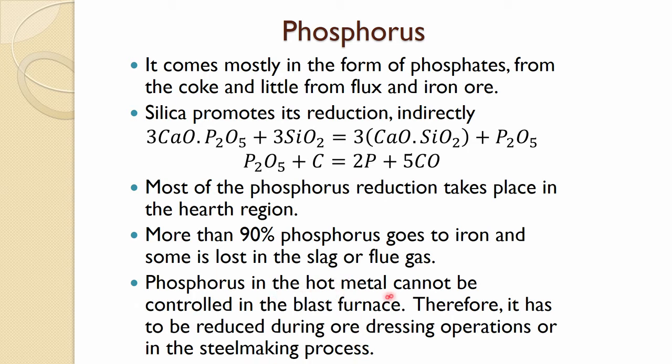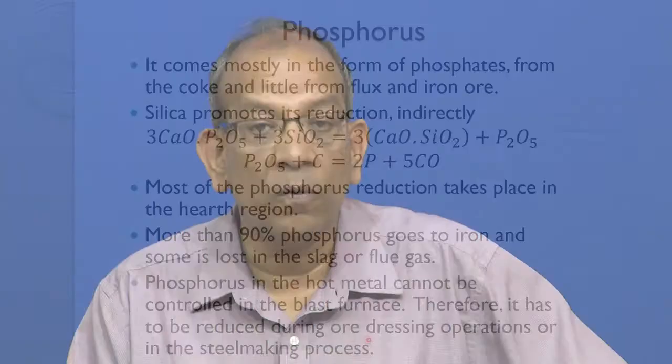Because it cannot be controlled in the blast furnace, ore dressing, that is processing of the raw material in the starting, should take care of reducing the phosphorus. If that is not possible or it becomes expensive, then the phosphorus reduction should be done in the steel making operation.